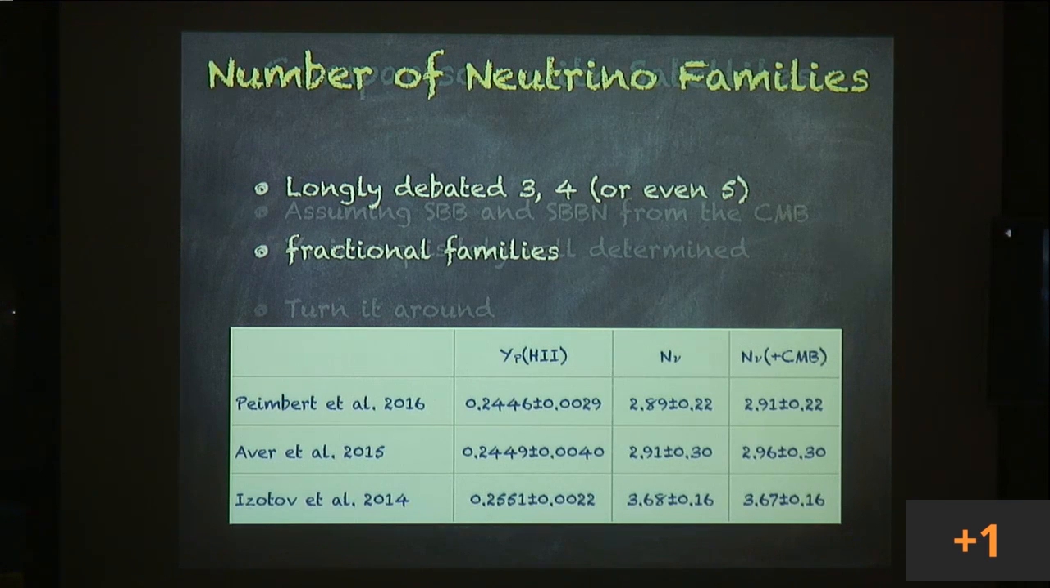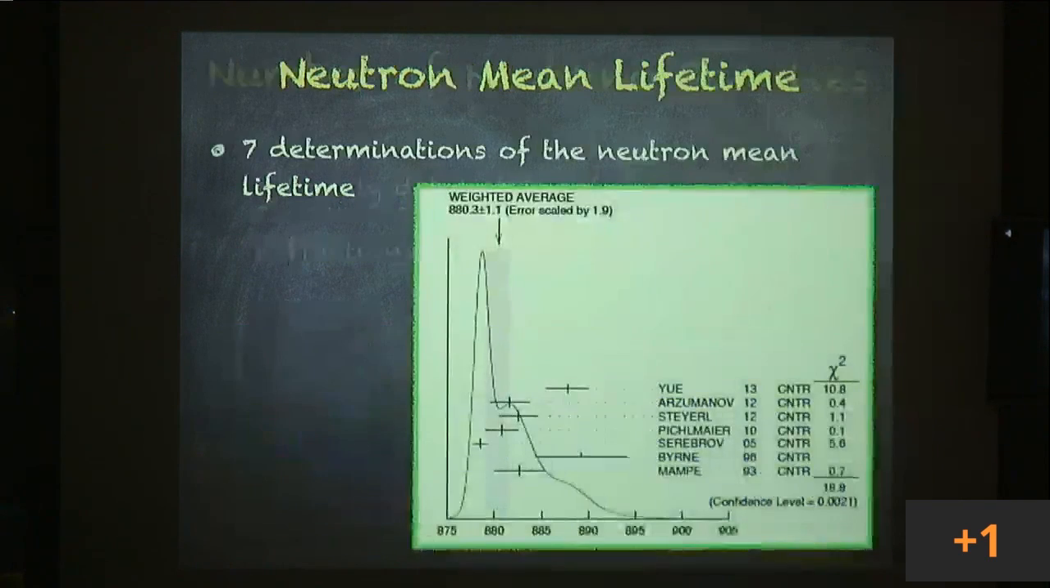That is 3.68 plus or minus 0.16, which is not consistent with either 3 or 4, but would be consistent with having a 4th neutrino family that partially decoupled during the time of nucleosynthesis. Sorry, to do this, I have to assume I know the neutron mean lifetime. So I fix it to the canonical value, and I can do this. Or I can do it the other way around: I can fix the number of neutrino families at 3 and study the neutron mean lifetime.